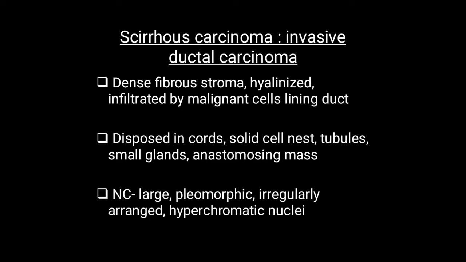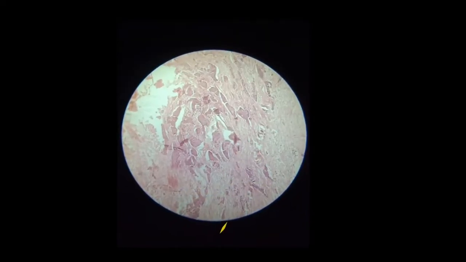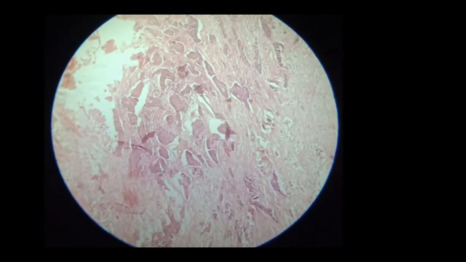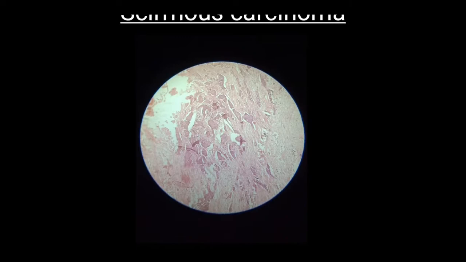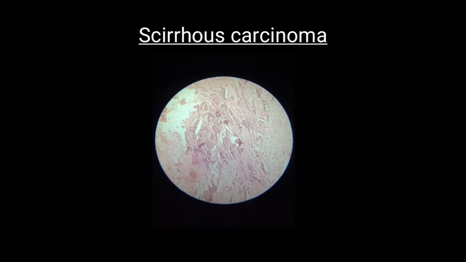The characteristics of the neoplastic cells are seen here. That is, the cells are large, pleomorphic, irregularly arranged, with hyperchromatic nuclei and occasional mitotic changes. Here is this slide of invasive ductal carcinoma. Specifically, we can say Scirrhous carcinoma.